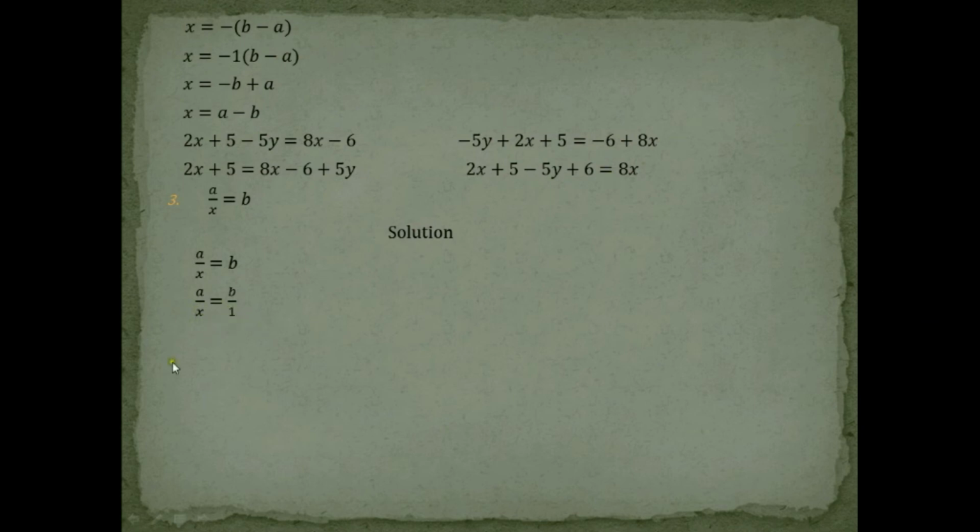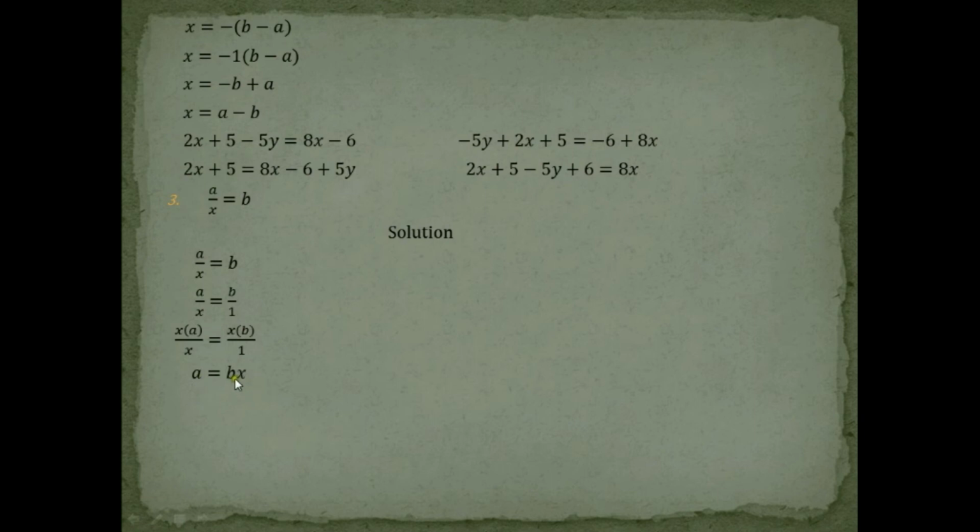So what do we do to both sides? We multiply both sides by the LCM, which is x. So multiplying this side by x, what happens? x times a over x, which is right here, then x times b over 1, which is right here. So what happens? x cancels x. So we'll be left with a equal to x times b, that is bx.